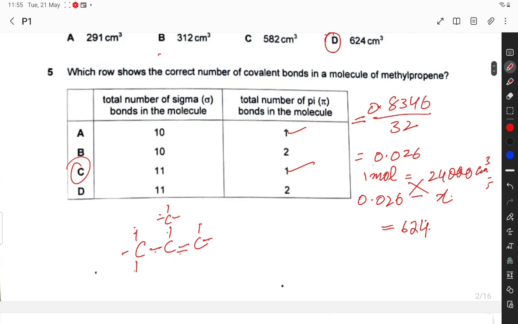Which row shows the correct number of covalent bonds in a molecule of methyl propane? So this is one pi bond, this is the pi bond, and the rest are sigma bonds. So 1, 2, 3, 4, 5, 6, 7, 8, 9, 10 and 11. So C option: 11 sigma bonds and 1 pi bond.